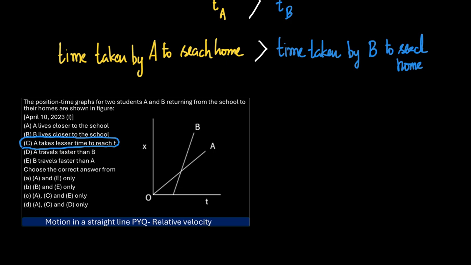Now looking at the option, A takes lesser time to reach home. Time taken by A to reach home is greater than time taken by B to reach home, which means this option is wrong. So we had the first one as correct, the second one was wrong, right? Now let's see the rest of the two statements.